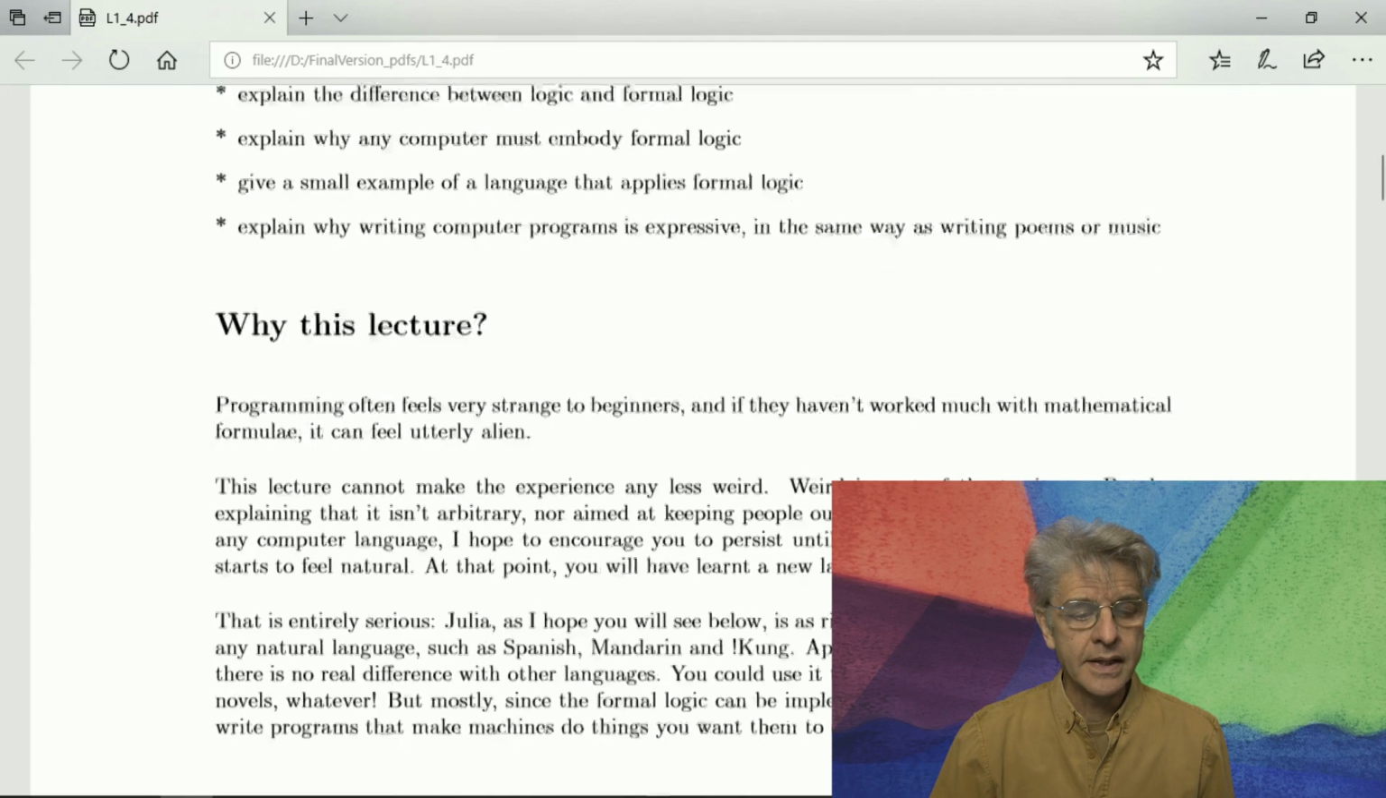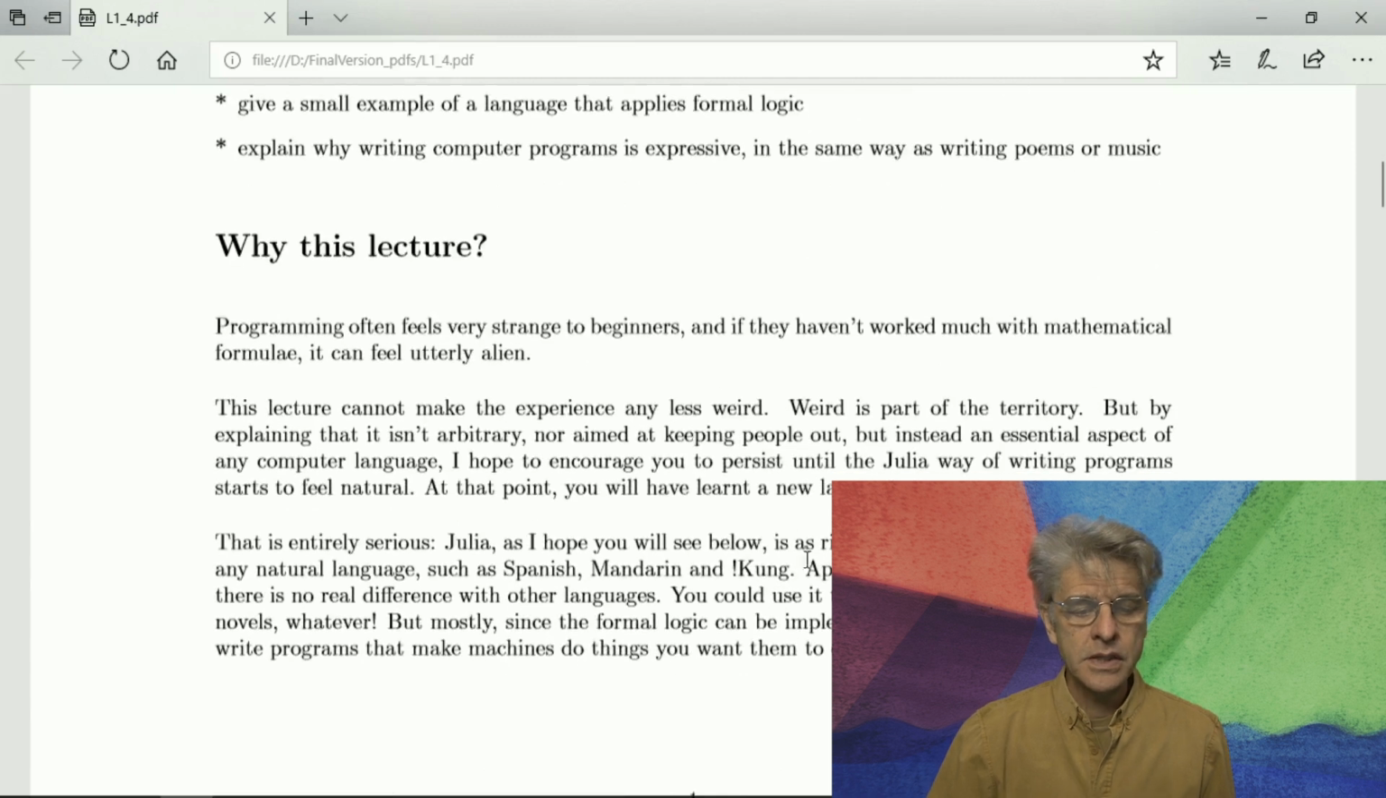Okay, so why then this lecture? So beginners often find programming a really strange thing to do, in the sense that it's difficult for them to make sense of typing things in this way and why the rules are so strict and what you actually do when you are writing code according to these rules. I can't make that experience any less weird. The weird is actually part of this territory.